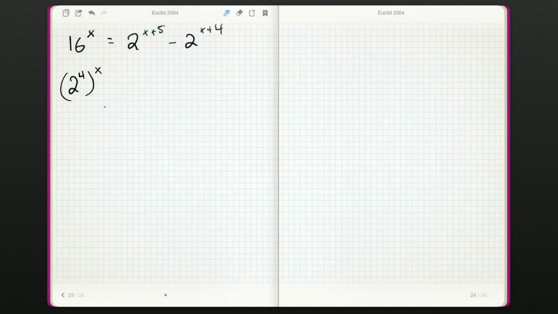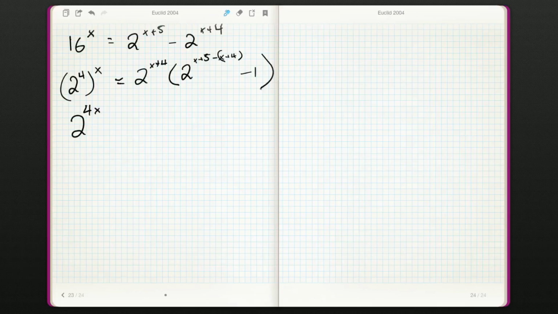So I'm going to do that to the x there. And when it's written like this, an exponent law is that you can now make a product there. What I'm going to do over here is take out a factor of 2 to the x plus 4. So that'll give me 2 to the x plus 5 minus x plus 4, minus 1.